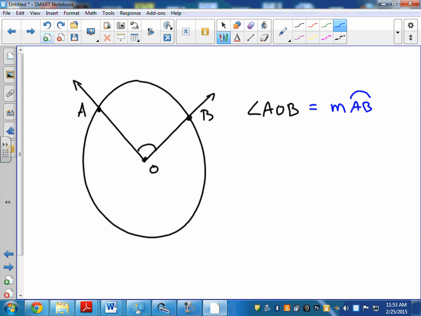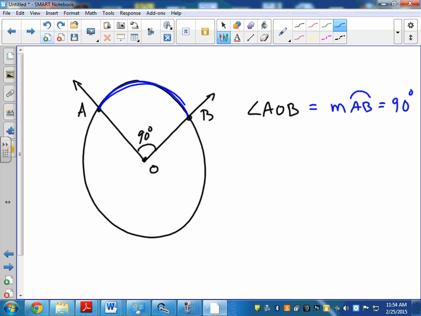Okay, so you see the M for the measure. And if this angle happened to be, this looks about a 90-degree angle actually. I've sort of drawn it so that it appears to be 90 degrees. Then we would say the measure of the minor arc is also 90 degrees. Okay, so the central angle and the minor arc have exactly the same measure, so that's sort of convenient.